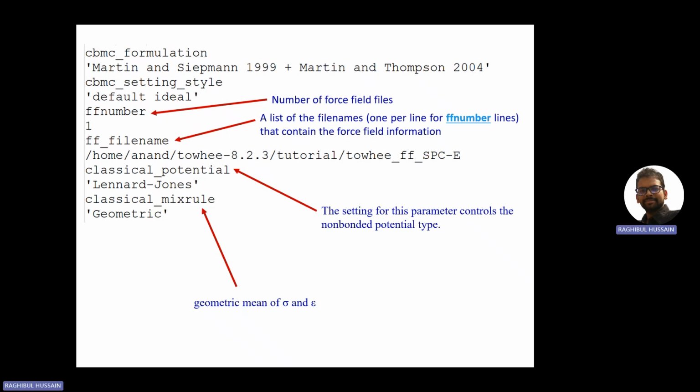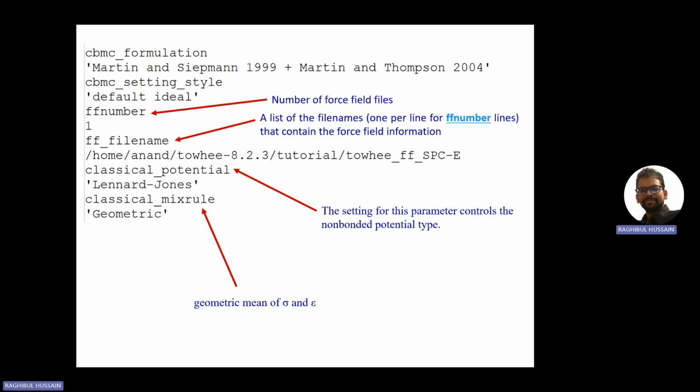Okay, next is the classical underscore potential. And we have already discussed Lennard-Jones. We are going to calculate the interaction between the atoms which are not connected through the Lennard-Jones potential. Lennard-Jones potential is 4 epsilon, then sigma by r to the power 12 minus sigma by r to the power 6. So that is the functional form of the Lennard-Jones. We are going to calculate the energy using that. Clear?